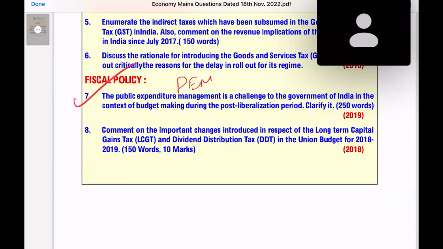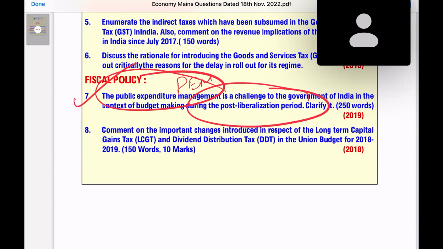So in the budget, we definitely have certain public expenditure for various purposes, right? That itself is a challenge in the post-liberalization period. That means what are the factors impacting or concerned with PEM is the question.